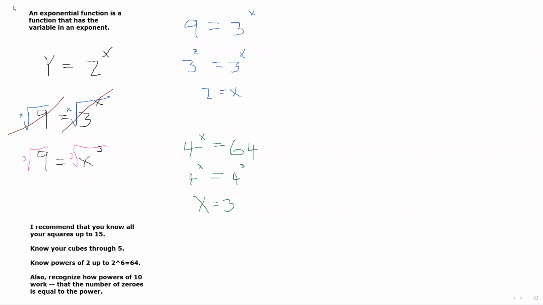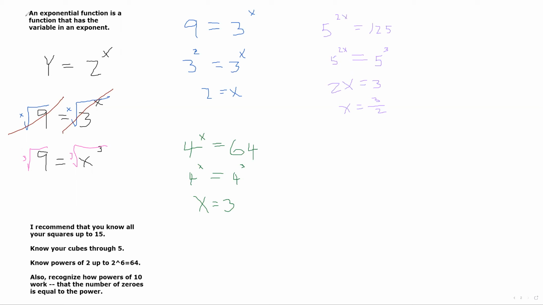But let's do a couple quick examples here of other situations that you might encounter. Let's suppose we have 5 to the 2x is equal to 125. Now, what I'm recommending you know is that 125 is 5 cubed. So it means 5 to the 2x equals 5 to the third. If the bases of the exponents match, the exponents themselves, the powers, must match. So this must mean that 2x equals 3, and therefore x is equal to 3/2, or 1.5.